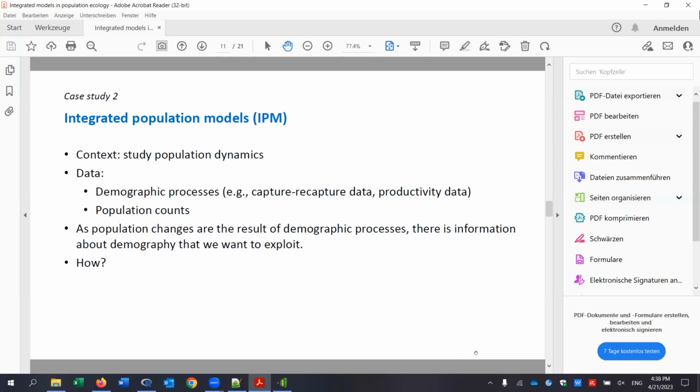And we want to get insights into population dynamics. We want to estimate survival rate, productivity, and also population growth rate. We want to do this with an integrated population model. The key idea here is to use the count data, because the change of the population size over time is a function of the demographic rates. So if you analyze counts, there is some information about all demographic processes in the population, and we want to make use of this information with our model.